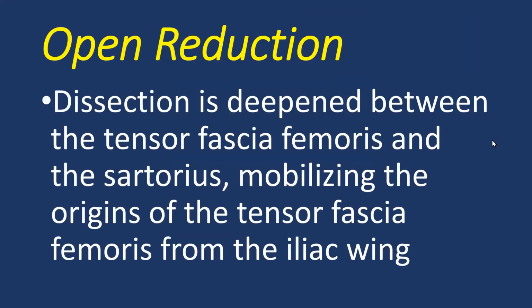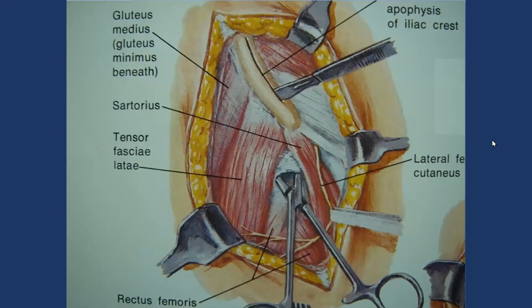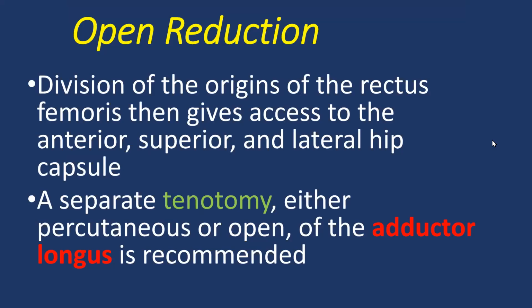Dissection is deepened between the tensor fascia femoris and the sartorius, mobilizing the origins of the tensor fascia femoris from the iliac wing. This shows you it. Division of the origins of the rectus femoris then gives access to the anterior, superior, and lateral hip capsule.